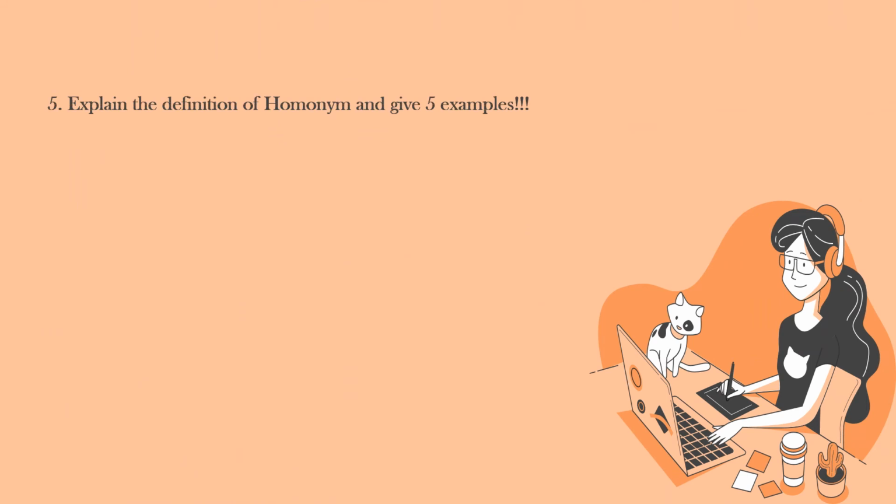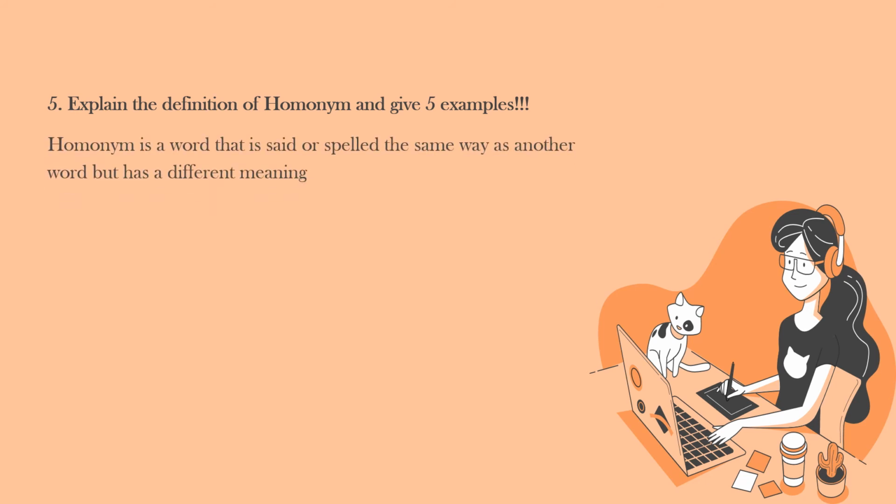And then, question 5. Explain the definition of homonym and give 5 examples. Homonym is a word that is said or spelled the same way as another word but has a different meaning. For example, white, weak, sun, sea, plain, and meat.